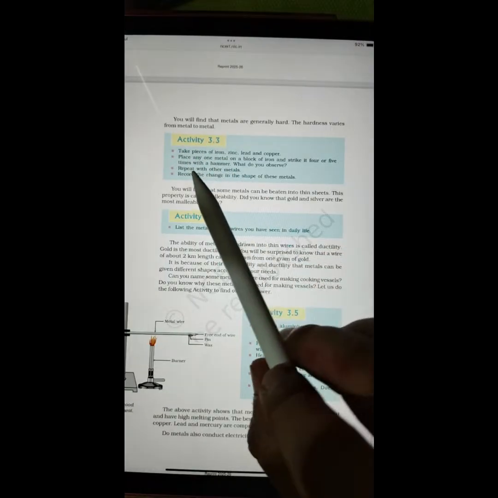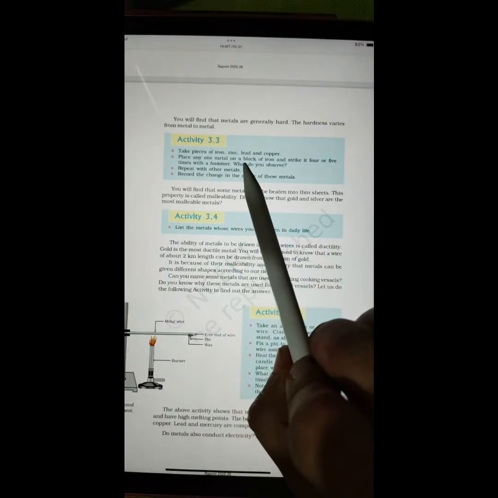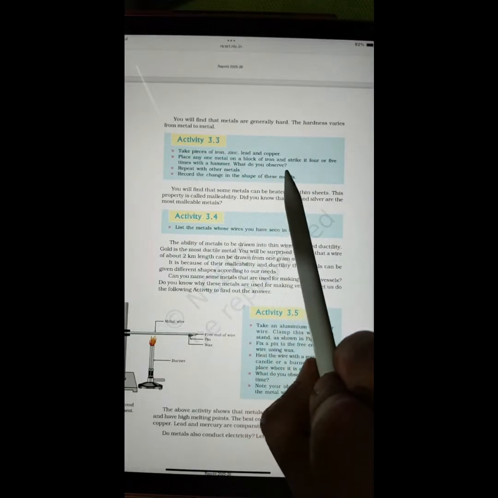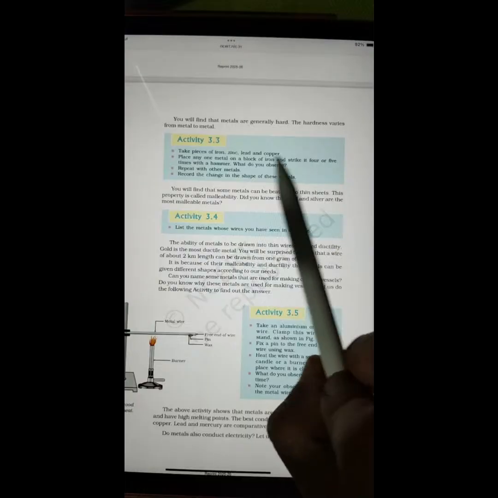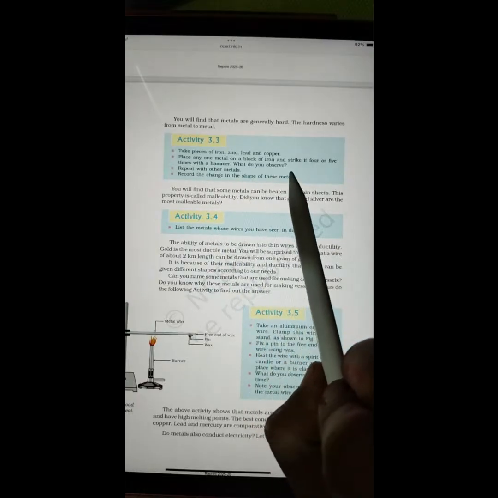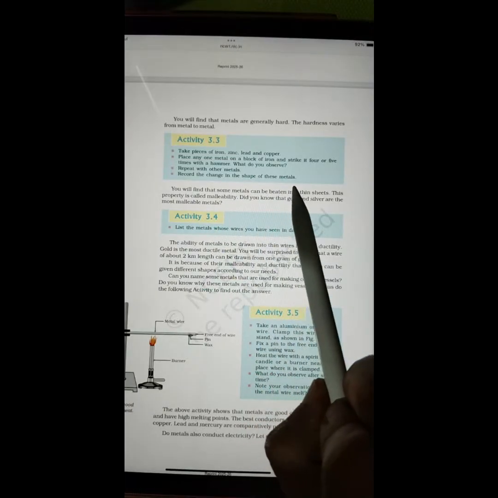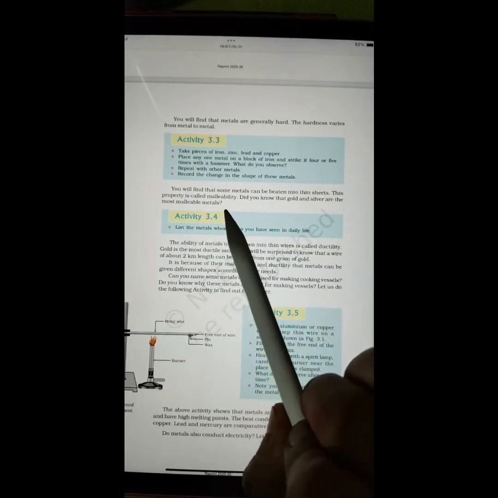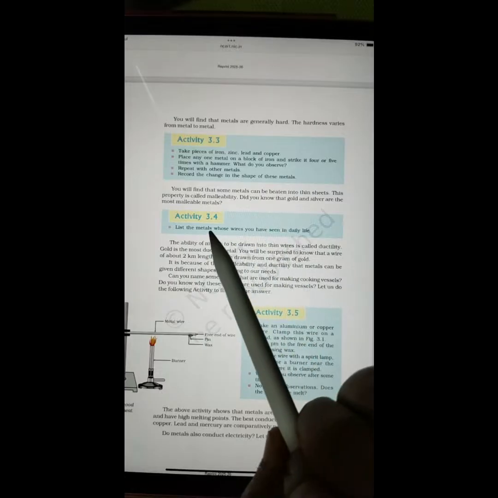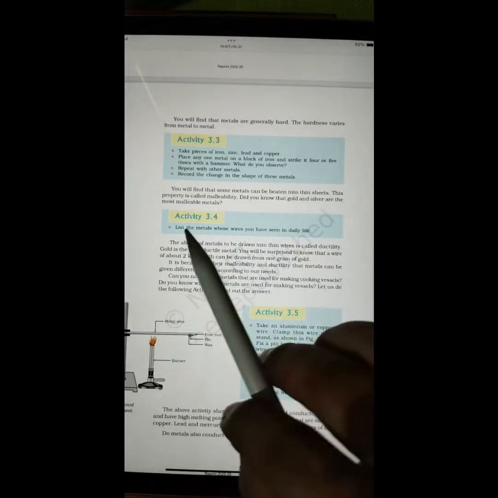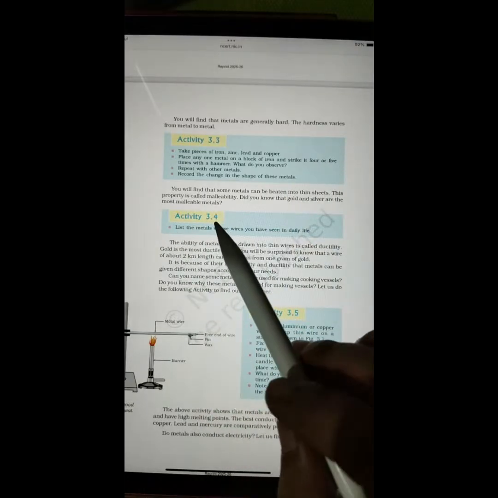Activity 3.3. Take pieces of iron, zinc, lead, and copper. Place any one metal on the block of iron and strike it 4 or 5 times with a hammer. What do you observe? Repeat with other metals. Record the change in the shape of these metals. You will find that some metals can be beaten into thin sheets. This property is called malleability. Did you know that gold and silver are the most malleable metals?